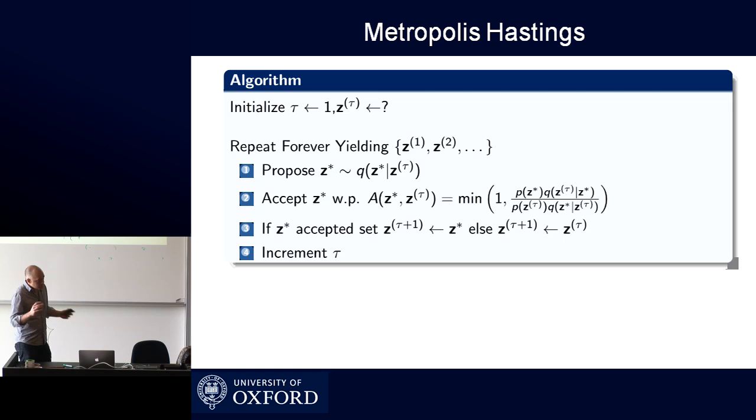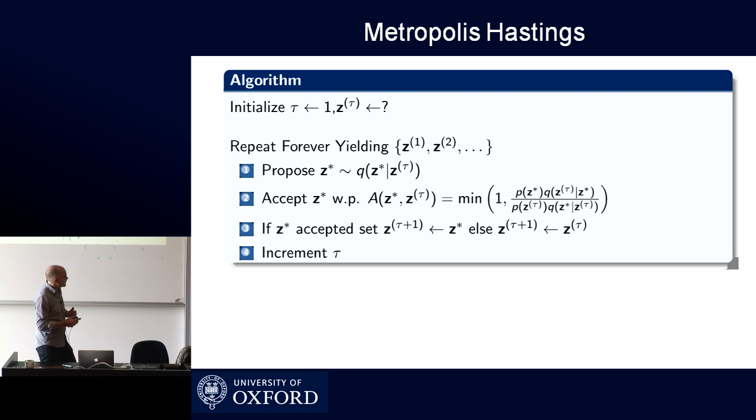One slide on Metropolis Hastings. I assume that all of you are familiar with Metropolis Hastings. It is, of course, a Markov chain Monte Carlo procedure for sampling from some distribution. We'll just look at the algorithm today. We initialize tau to something and we initialize z tau to be something, then we repeat forever, yielding this sequence of samples: we propose z star from some distribution. We accept with some rule which compares the probability of the new setting of the random variables to the old, and then has a correction factor, the Hastings ratio, to make sure that you get detailed balance for non-symmetric proposals. If z star is accepted, then we add it to the list of samples that are generated. Otherwise we just keep the value of the variables the same, and then we increment t.